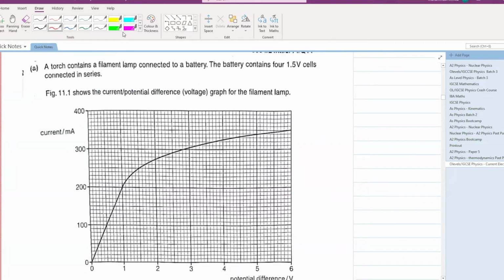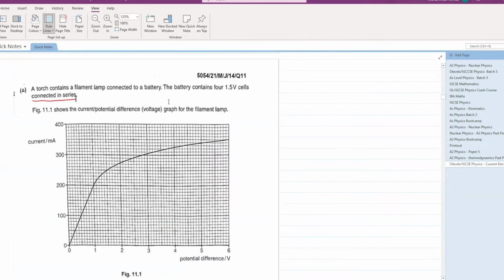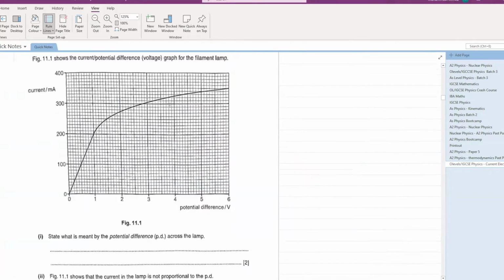A torch contains a filament lamp connected to a battery. The battery contains four 1.5 volt cells connected in series. Figure 11.1 shows the current-potential difference graph for the filament lamp. Okay, so this is the I-V graph for the filament lamp.